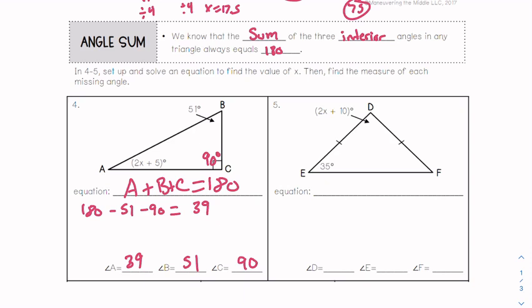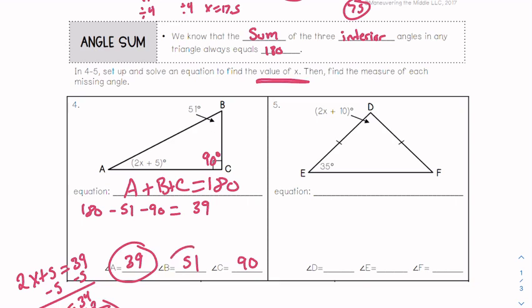Now it also says find the value of x. So to find the value of x, we know that angle A is 2x plus 5, but we also know it's 39. So 2x plus 5 equals 39 is our little two-step equation that we're going to write. We're going to subtract 5 from both sides, and we're going to divide both sides by 2 so that x equals 17. Okay, so those are our answers for number 4.